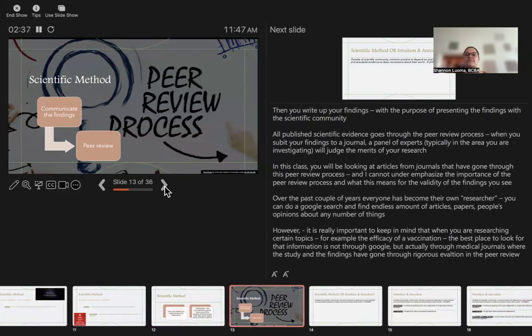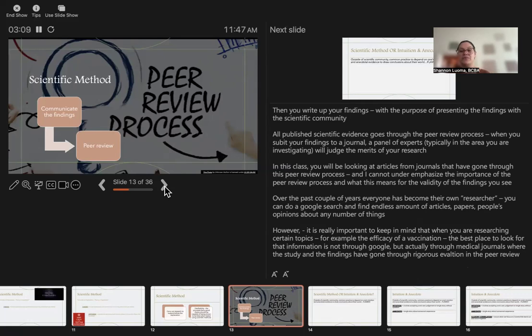And then, of course, the last step: we write up our findings. The purpose of this is to present our findings to the scientific community. We're not just doing research for fun, or just to keep our minds busy, right? Those are perks, I suppose. But the entire point of doing research is to get the findings out to the scientific community to say, hey, here's what we looked at, here's what we researched. Here's what we found, but here's all the questions we still have. Scientific community, we need help, right?